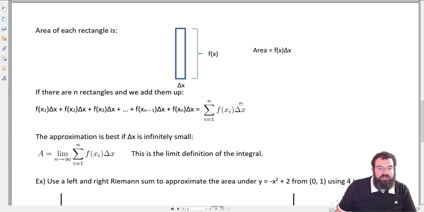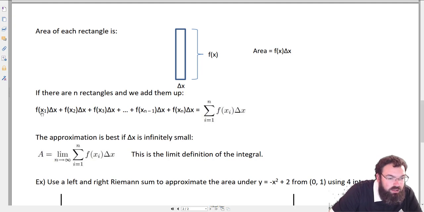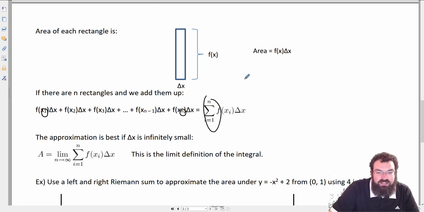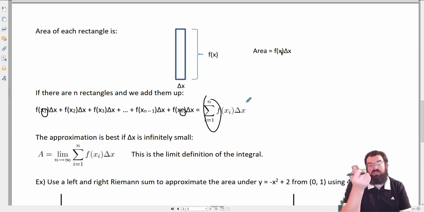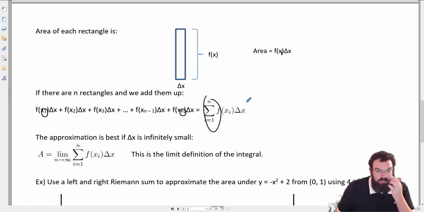You haven't really seen this notation before, but this is called a summation. I'm summing f of xi times delta x, where i goes from 1 to n. I'm starting at 1 and going to n. That's where those numbers come from. It's f of xi because there's a whole series of x's, and delta x stays the same because each rectangle has the same width.